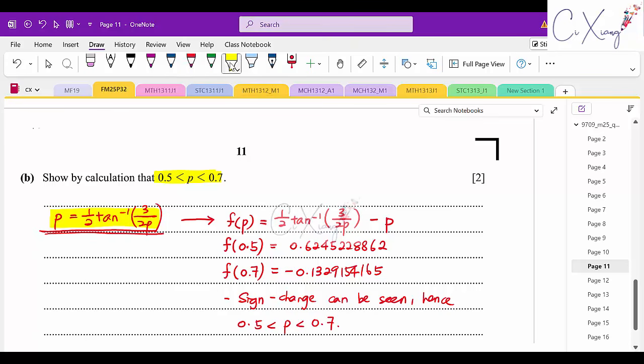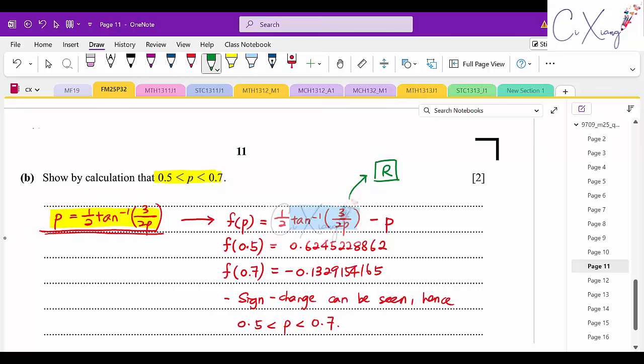Oh yeah, one more reminder. When you want to find out the sign change, you substitute the values 0.5 and 0.7 into your function. So a small reminder: when your function involves anything with trigo or trigo inverse, don't forget to change your calculator into radian mode, because all the values that we substitute into a trigo or trigo inverse are radian, not degree. So your calculator also has to be in radian. If not, then you might not get the sign change seen here.